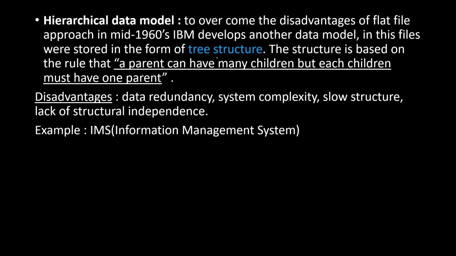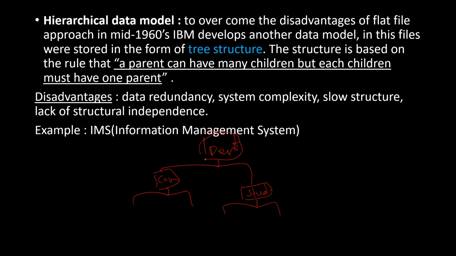Let's see an example. If we have a parent called department, it can have multiple children. Consider the first child as course and the second child as student. The course can again have multiple children and the student also can have multiple children. But if we see, the parent department has multiple children and the children of the department have multiple children, but each child has only a single parent.